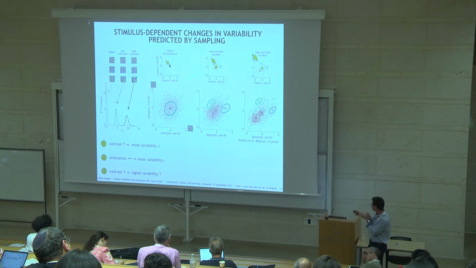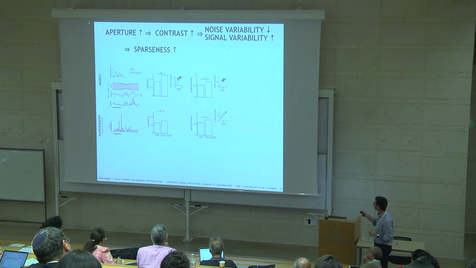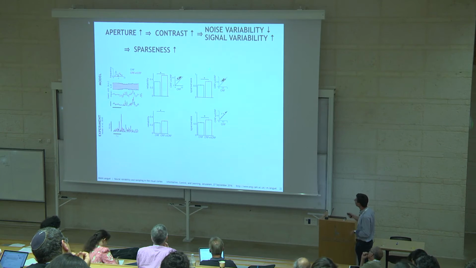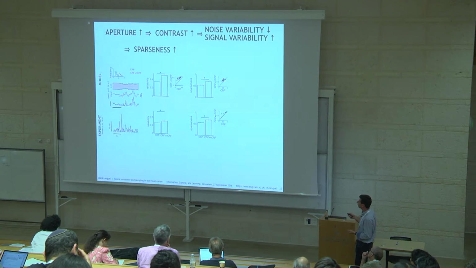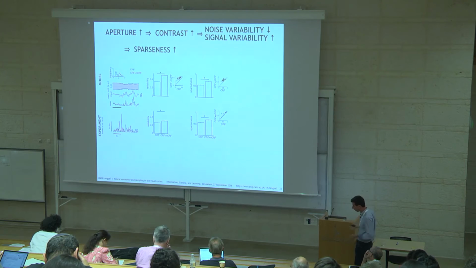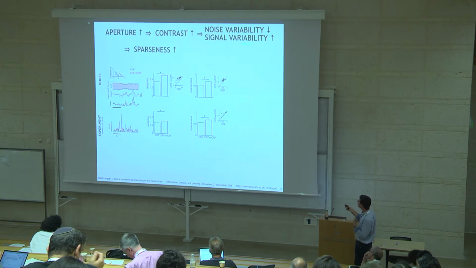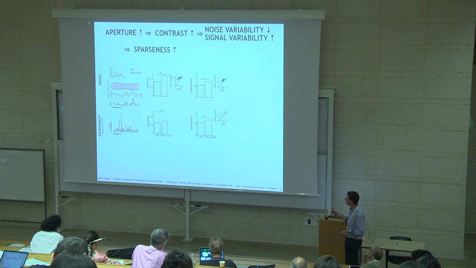It turns out that you can tie that prediction together. When noise variability goes down and signal variability goes up, and when you increase the aperture of an image, you essentially increase the effective contrast level of the image, because there is just more activity coming in through the input, which, as we saw, decreases noise variability, increases signal variability, and it's actually quite easy to see that that is going to increase the sparseness of your responses.